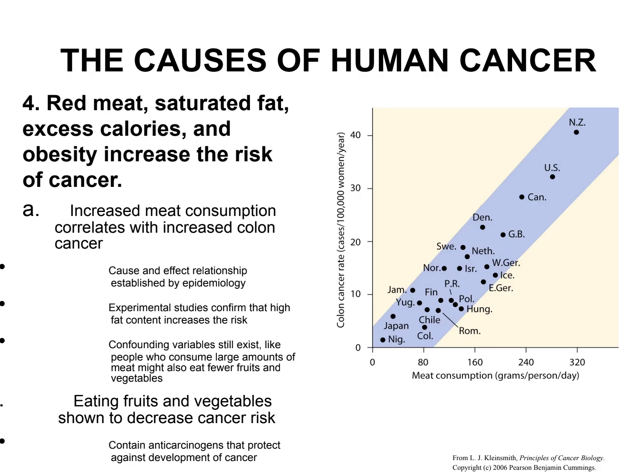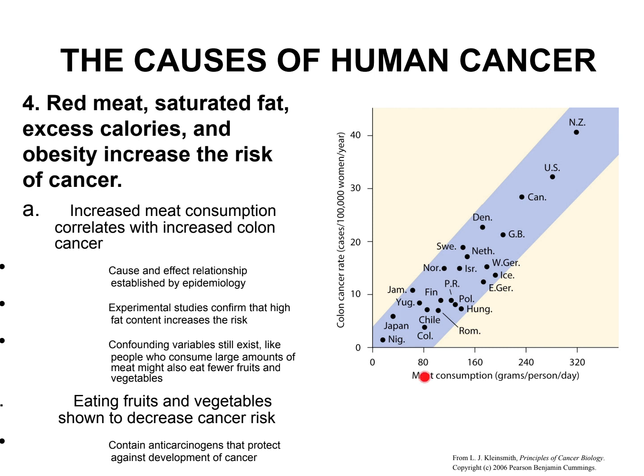Number 4 on our list is red meat, saturated fat, excess calories, and obesity. So things that we eat can cause an increase in the risk of cancer. So the first one is increased meat consumption can correlate with increased colon cancers. So some of this is attributed to red meat. Some of it is attributed to grilling that red meat. And when you grill, that burning and charring that occurs on the meat is a process that can create carcinogens. And so eaten at a high enough rate, this could increase your risk of developing colon cancer.